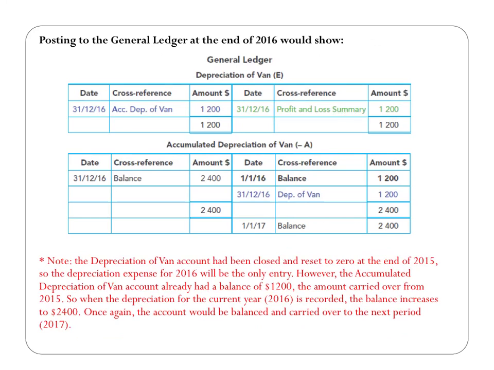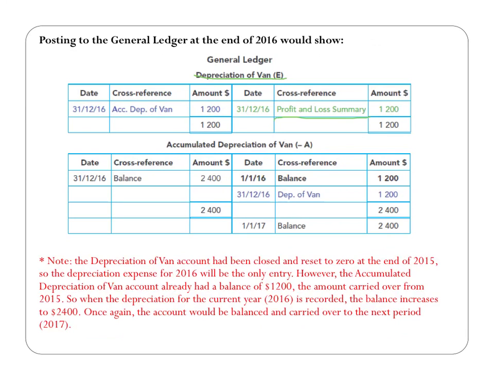Alright, so let's have a look at the posting. Posting to the general ledger at the end of 2016 would show, okay, again you would have an entry in the expense account, depreciation of van, 1,200. At the end of the reporting period, close it off to the profit and loss summary account. So you credit profit and loss summary 1,200.